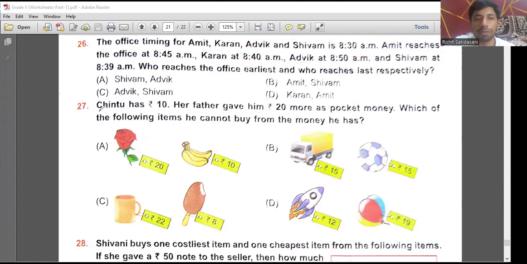Going forward, we have question number 27. Chintu has rupees 10. Her father gave rupees 20 more as pocket money. So now Chintu was having 10 rupees. After her father gave 20 more, total he has 20 plus 10, 30, right?